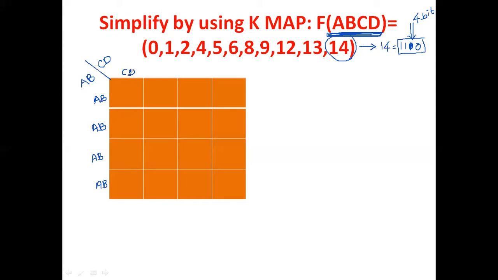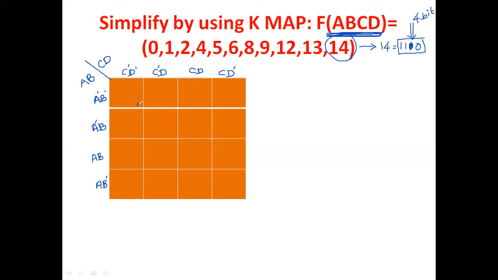The problem given to us is to simplify the given equation, that is, function of A B C D equals sum of 0, 1, 2, 4, 5, 6, 8, 9, 12, 13 and 14. So we have to draw the Karnaugh map. Since it is a four variable map, on one side A B: A bar B bar, A bar B, A B, A B bar. Similarly on the other side: C bar D bar, C bar D, C D, C D bar.